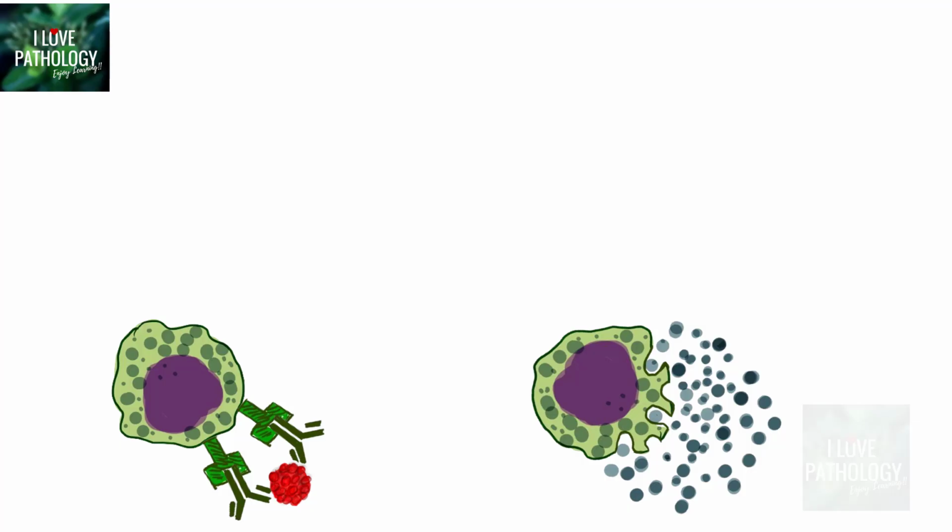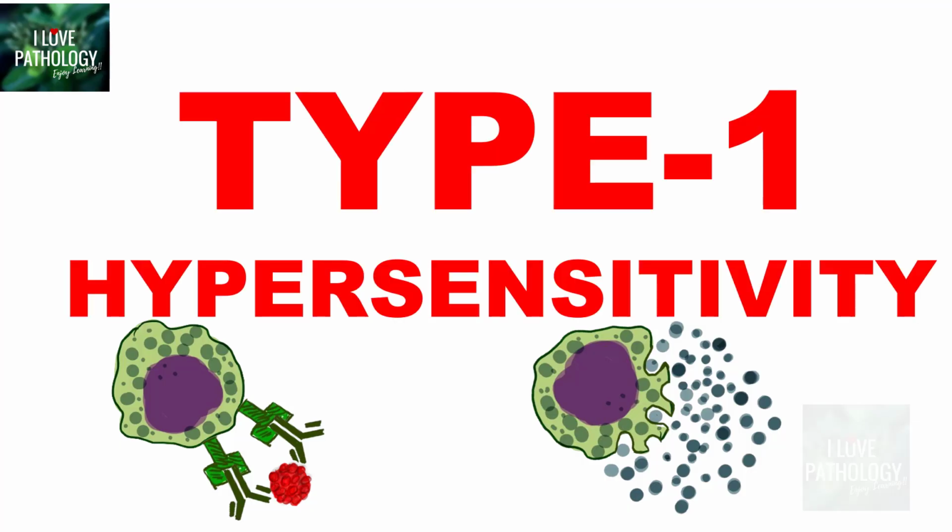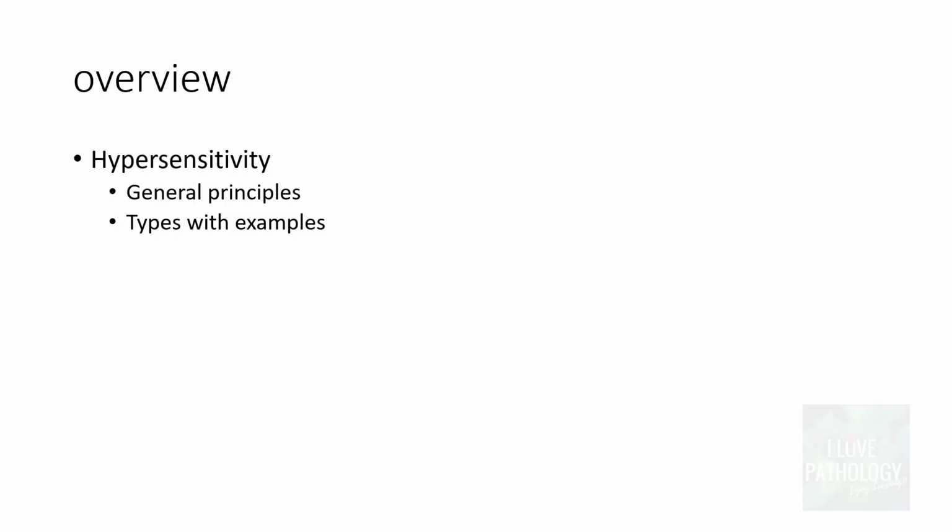This is part 4 of diseases of the immune system, and in this part we will begin with hypersensitivity reactions. Today we will discuss type 1 hypersensitivity reaction. So in the next few minutes we will see what hypersensitivity reaction is. We will understand some general principles of hypersensitivity reaction. We will look into the different types of hypersensitivity reactions and then in detail about type 1 hypersensitivity reaction.